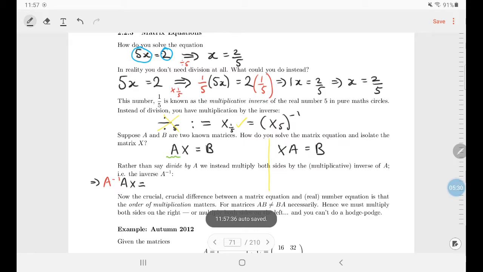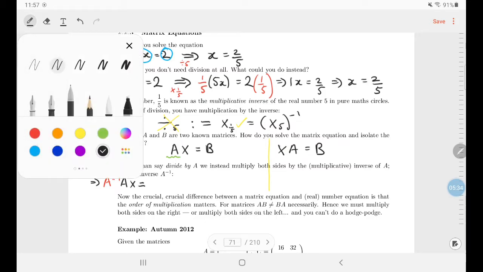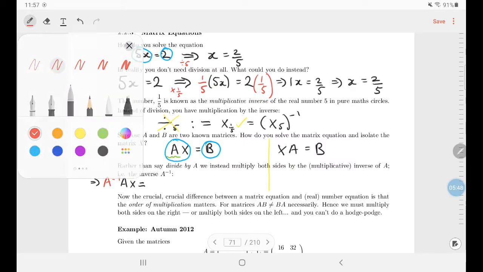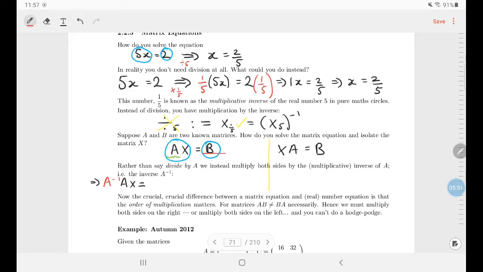Now what you must do is you start with two matrices that are equal, and you can do the same thing to both of them. Now, as we argued in a previous lecture, multiplying on the left is different to multiplying on the right. What I mean by left and right is left of AX and right of AX, or left of B and right of B.